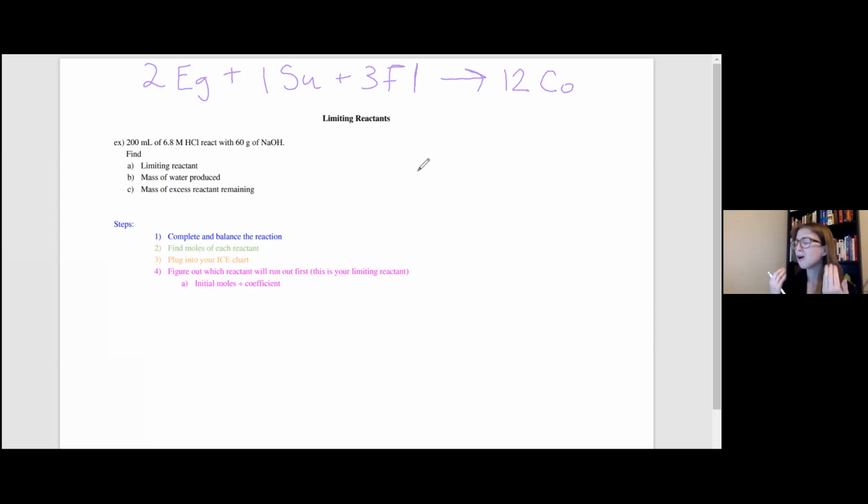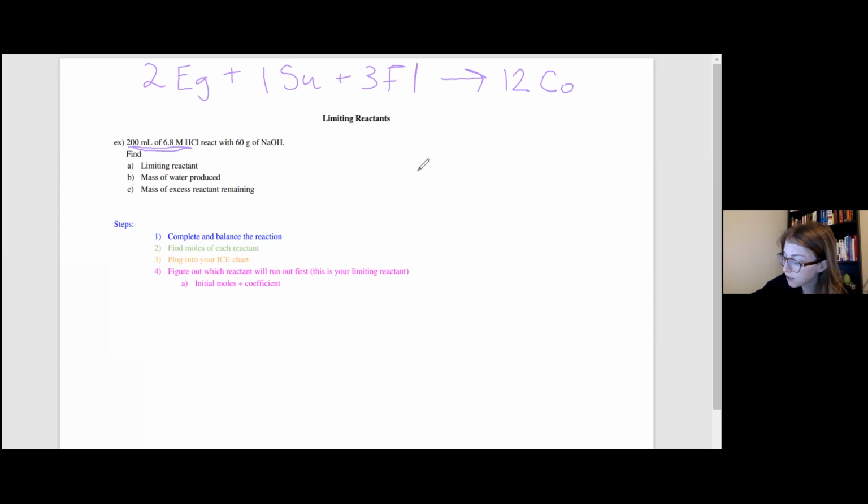So first of all, I look at this question: 200 milliliters of 6.8 molar HCl, hydrochloric acid, react with 60 grams of NaOH. Find, and it says all these things. The truth is, regardless of what it asks for, the first thing I want to recognize is that this is a limiting reactant problem. The way I know it's a limiting reactant problem, and this is something worth writing in your notes, off to the side, you know it's a limiting reactant problem when you're given enough information to find the moles of 2 or more, but generally it's just 2 reactants, right?